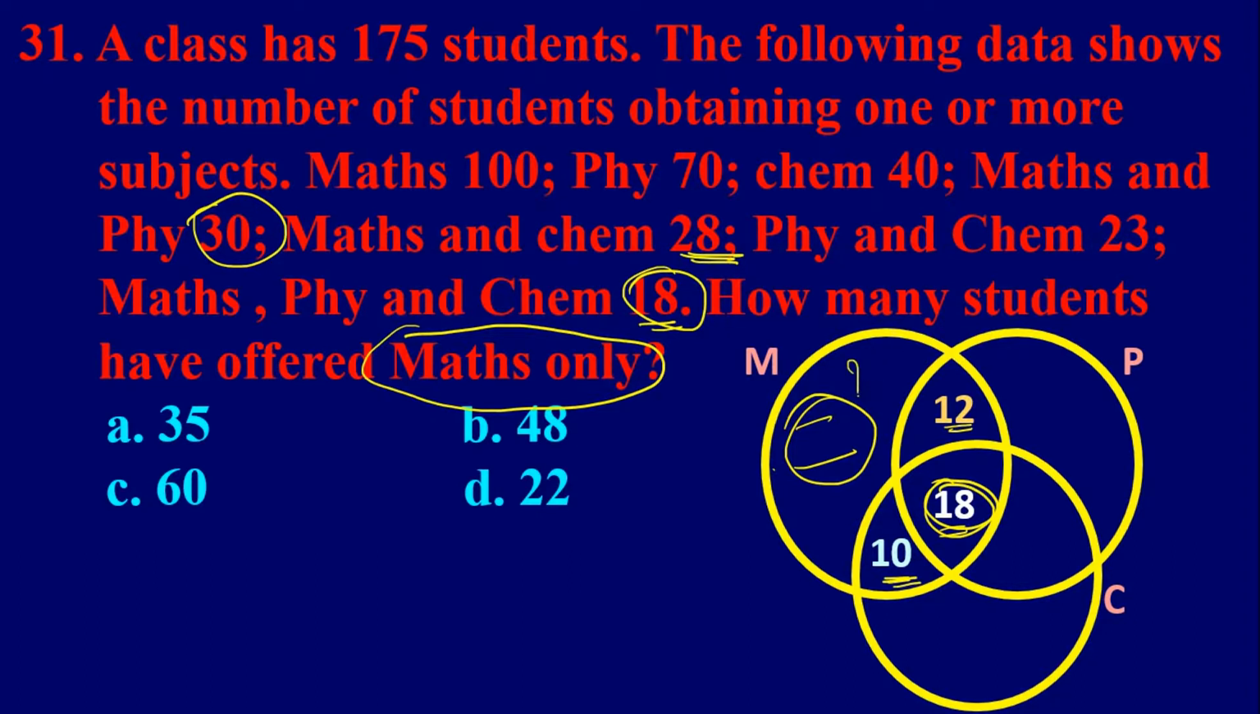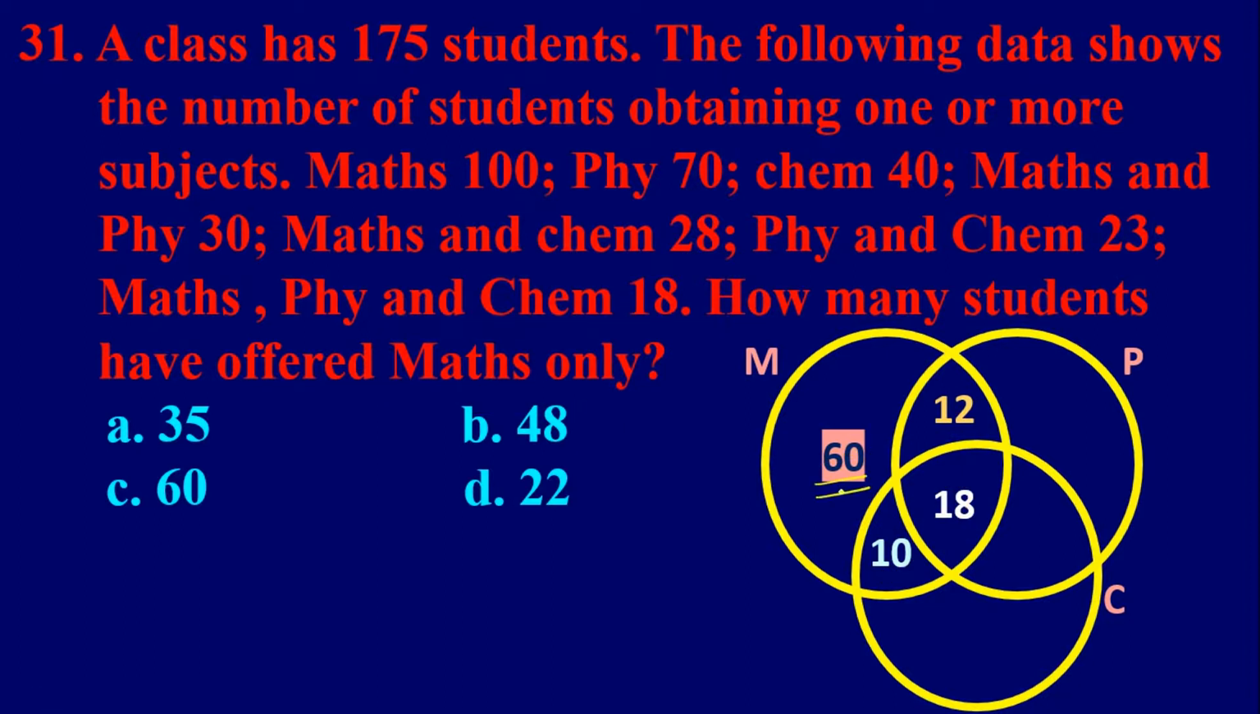So how to calculate this part? So we know that maths taking student is 100. Totally there should be 100 students. Now we calculate these numbers. It is 18 plus 12 is 30. 30 plus 10 is 40. So here totally we have 40. So remaining student is 100 minus 40. It is 60. So required answer is 60. So that is 60 students take maths only. So 60 students take maths only, which is option C. So correct option is option C here.